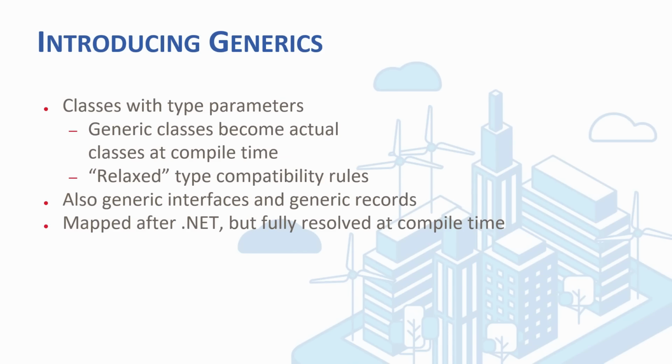So generics. Generics are classes with type as parameter. So they're not really classes. They are classes that are not fully defined. They need to become classes before they can be compiled. They are modeled after .NET, but they fully resolve at compile time, which is significantly different from the .NET counterpart. There are generic types, generic interfaces, generic records, generic classes, interfaces, and records, and also the ability to have generic methods in non-generic classes.